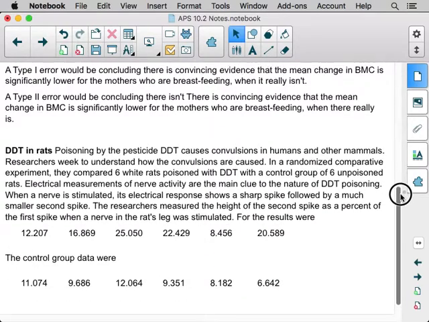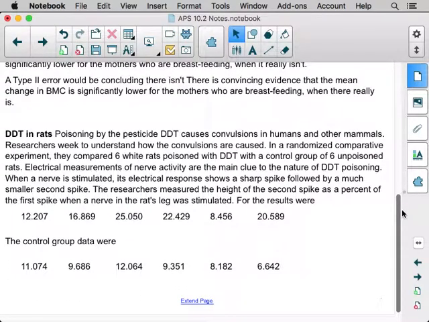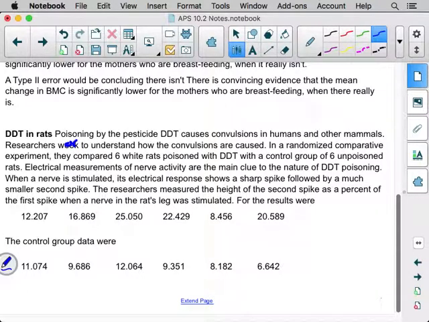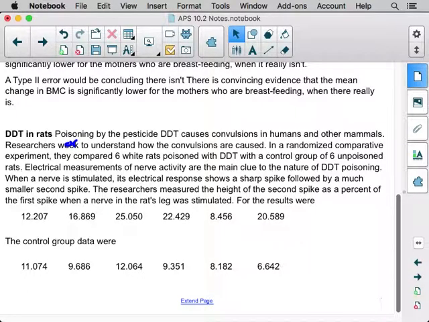So, next example. Poisoning by the pesticide DDT causes convulsions in humans and other mammals. Researchers don't know what's going on there, so they work to understand how the convulsions are caused. In a randomized comparative experiment, they compared 6 white rats poisoned with DDT with the control group of 6 unpoisoned rats. Electrical measurements of nerve activity are the main clue to the nature of DDT poisoning.